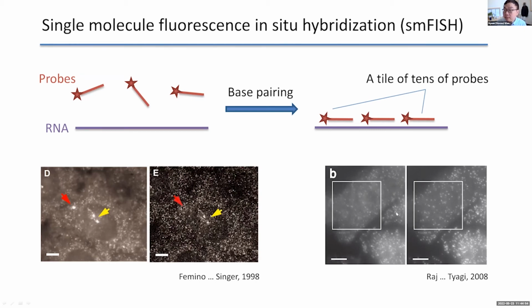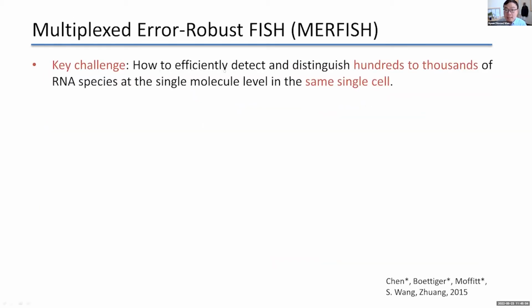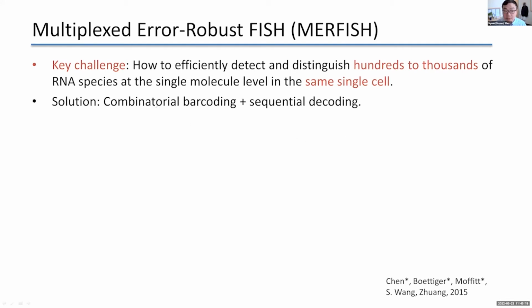This is because different RNA species need to be distinguished with different fluorescent colors and imaged in different fluorescence channels under the microscope. So the challenge here is, how do we efficiently detect and distinguish hundreds to thousands of RNA species, really reaching the transcriptome scale, at the single cell, single molecule level in the same single cells? To tackle this challenge, we developed MERFISH, or multiplexed error-robust FISH, and it's by combining combinatorial barcoding and a sequential decoding strategy that we were able to do this.